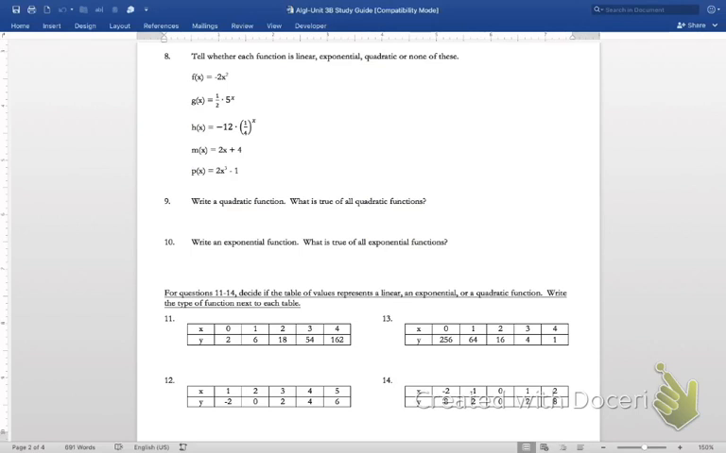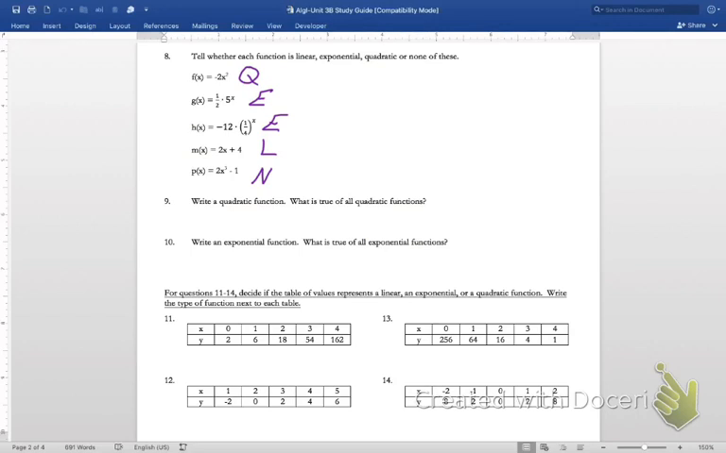Let's keep moving. Tell whether each function is linear, exponential, or quadratic. So the first one, x has a power of 2 on it. That's the largest power, so that's quadratic. The next one is exponential because we've got x in the exponent. The third one is also exponential, same reason. The fourth one is linear because we've got x to the first power. And the last one, we're going to put an n for none of them because we've got x to the third power. That's actually called a cubic function.